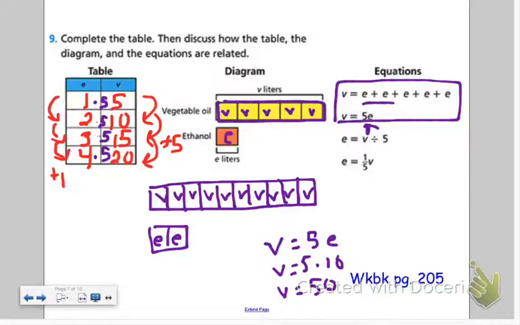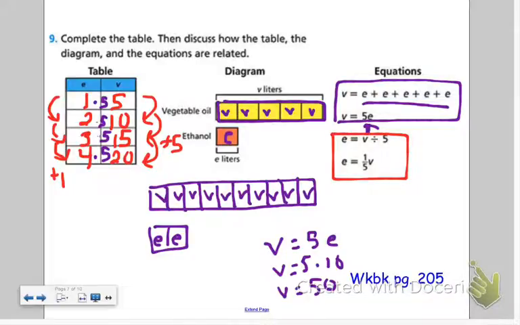And you can also see it here with the addition. Instead of doing 5 times E, you can just do E plus E plus E plus E plus E, because that's the same as 5 times E, because it's repeated addition. Now the other equations here, you'll see start with E now. Now we're talking about the ethanol.